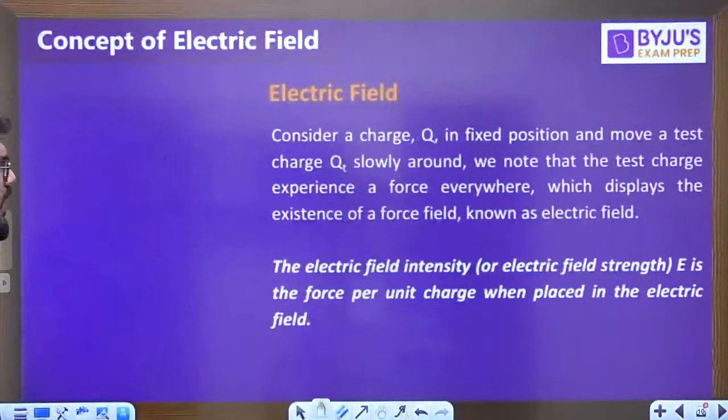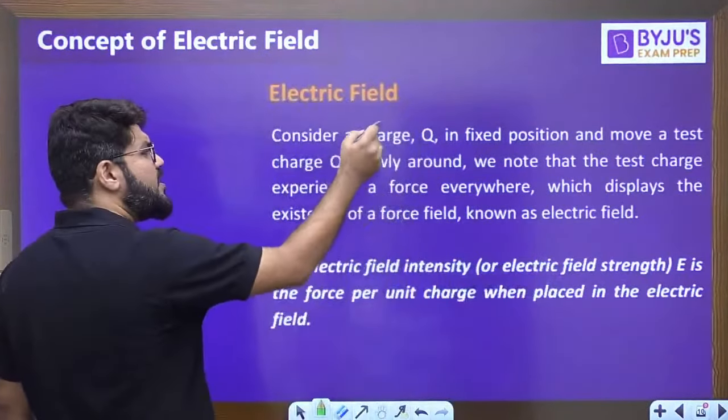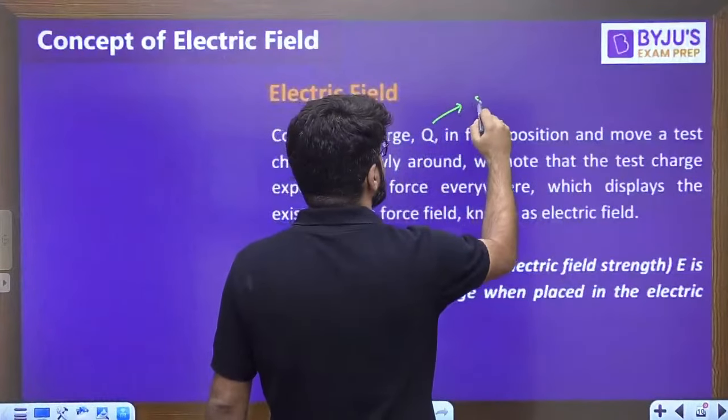have a look into this. So we have a charge q which is in a fixed position. That was my source charge.